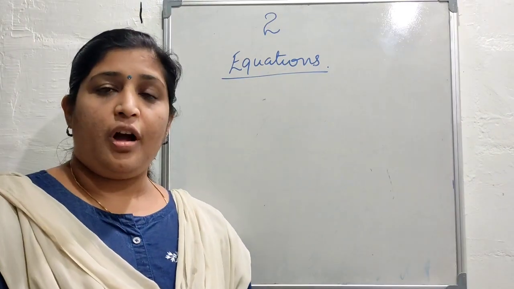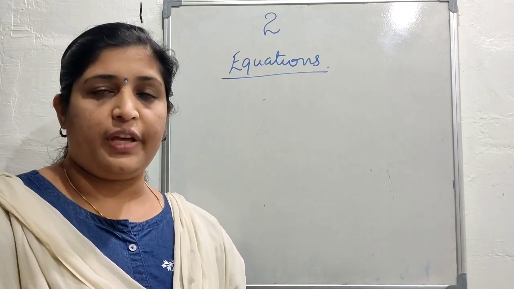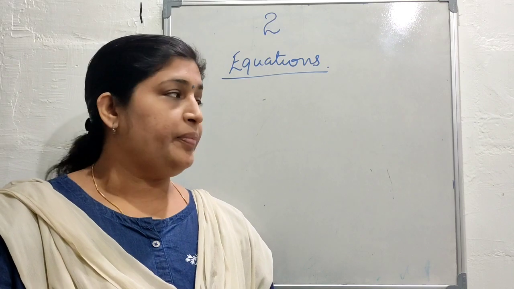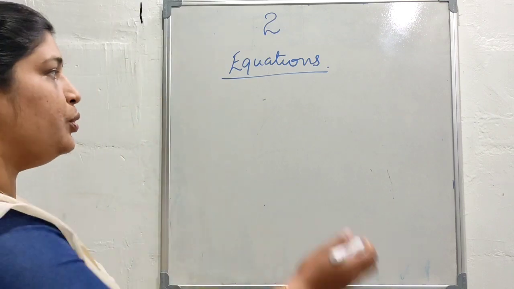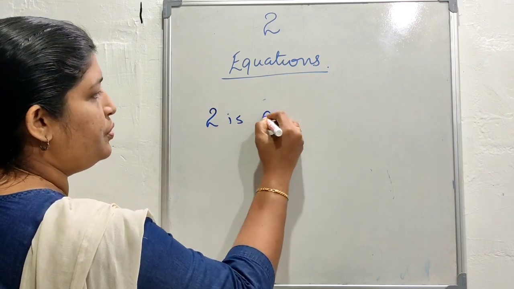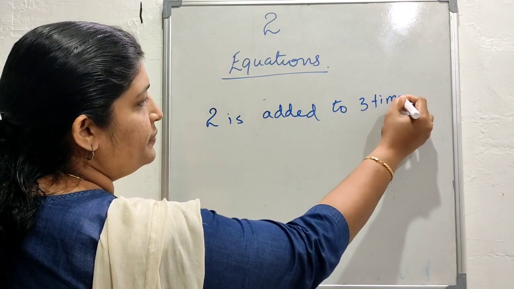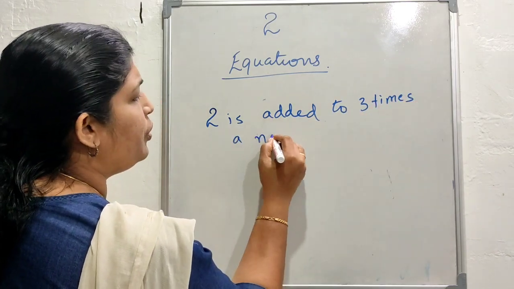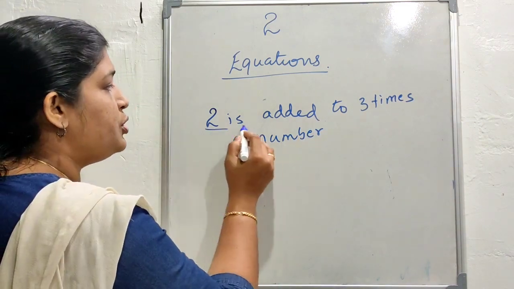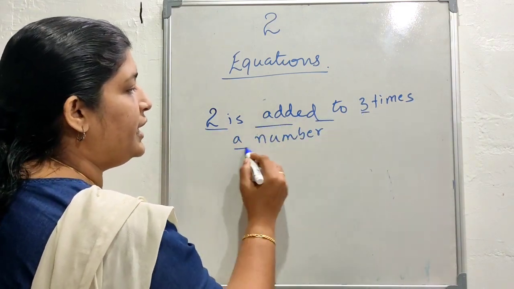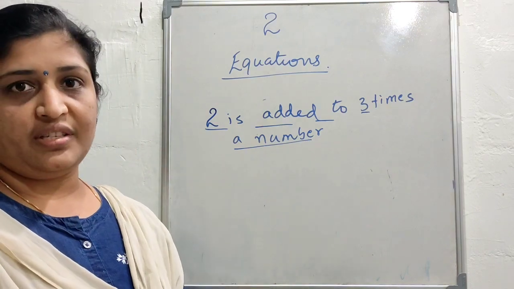Now we are going to check how to form an algebraic equation or expression. First we are going to form an algebraic expression. This is my question: 2 is added to 3 times a number. We don't know which number that is, right? We have the question, 2 is added to 3 times a number. How do we write the algebra of this sentence?